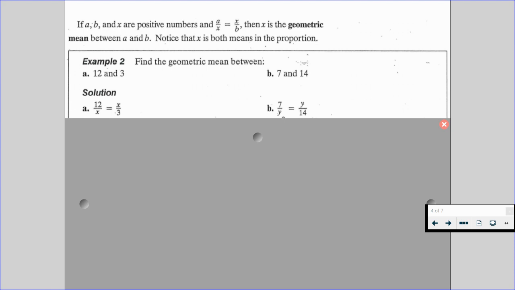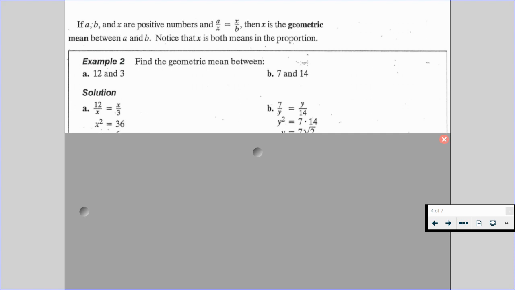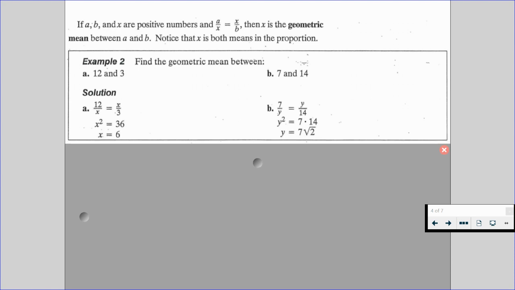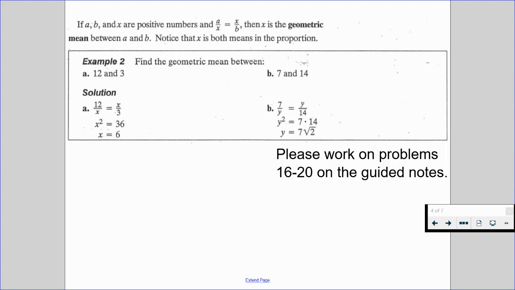We're going to cross multiply. So over on the left, we end up with x squared is equal to 36, and we end up with y squared is equal to 7 times 14. And that's not going to give us a perfect square. On the left-hand side, we can take the square root of x squared and 36, and we end up with 6. On the right-hand side, we have to simplify 7 times 14 as we take its square root, and as we do that, we end up with 7 root 2. So y is equal to 7 root 2.